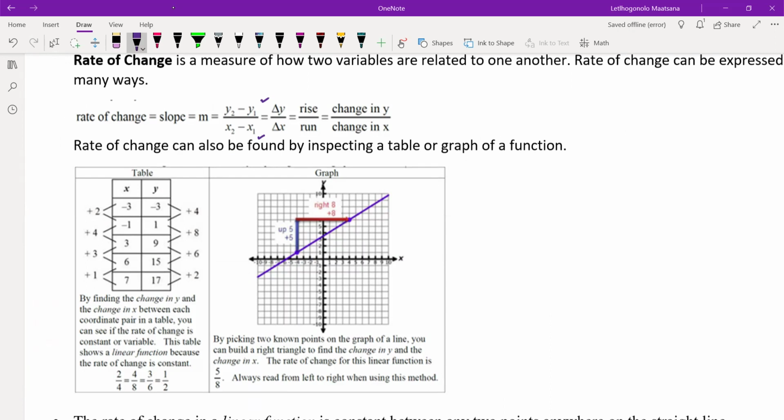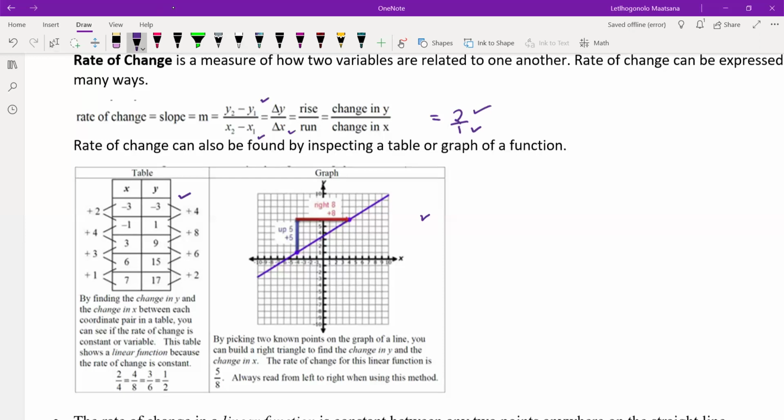So if we had a value like 2, it means that each time x changes by 1, the y value will change by 2. We did mention that the rate of change can be expressed in many ways. We can use a table or we can show it in a graph.